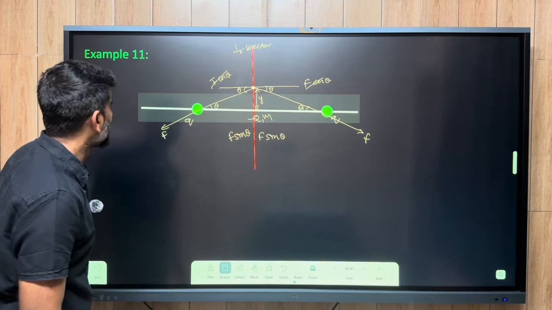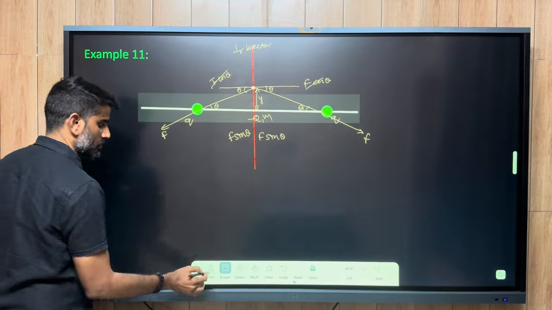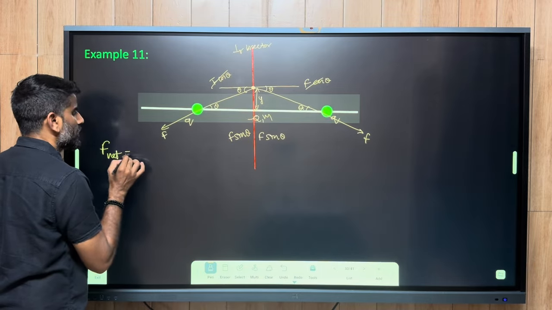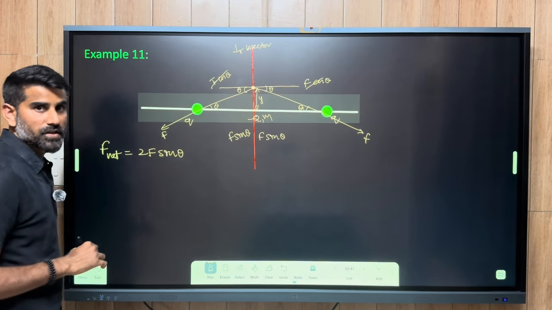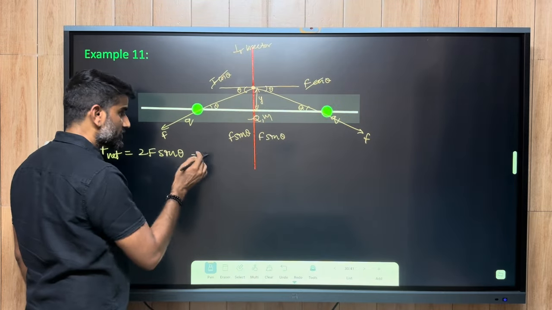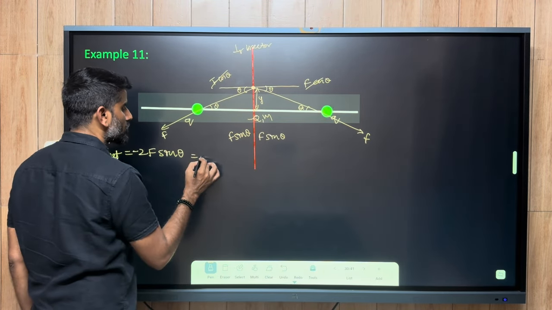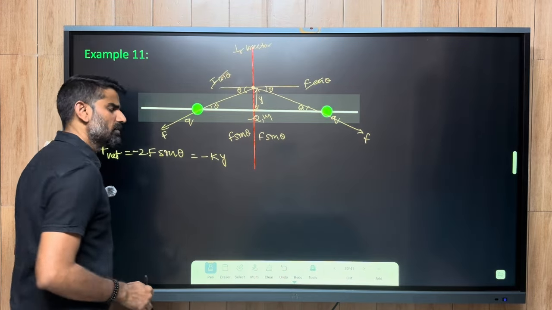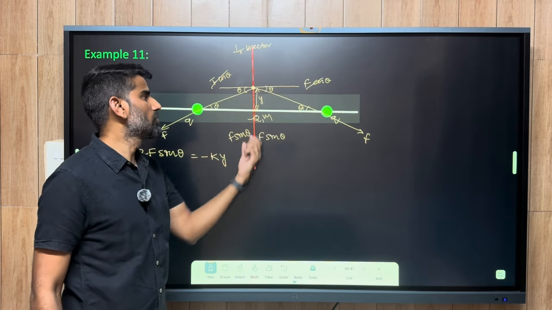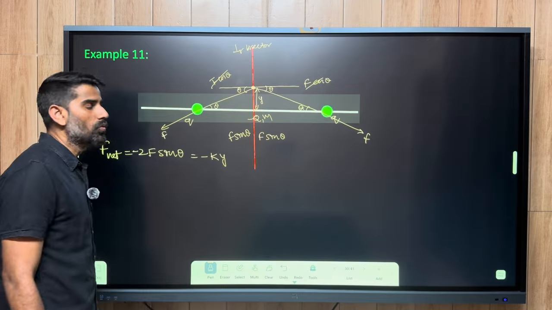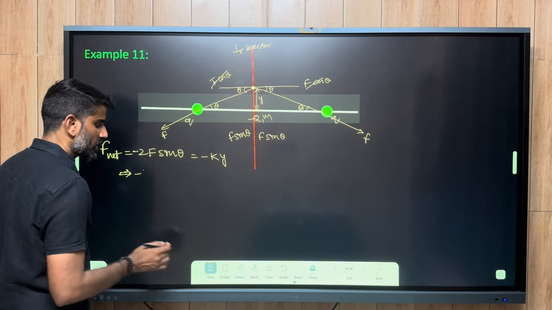Okay, so the net force, as these two components have been cancelled, net force is equal to F sin theta plus F sin theta, which is 2 F sin theta. As this force is acting in downward direction, I am going to apply the negative sign here. It is equal to minus ky. In the earlier case I have taken x because the displacement is along x axis. In this case I have taken y because the displacement is along y axis. Okay, now minus will get cancelled, however.